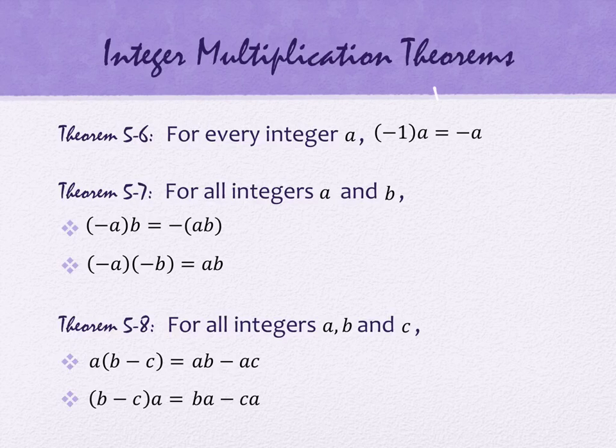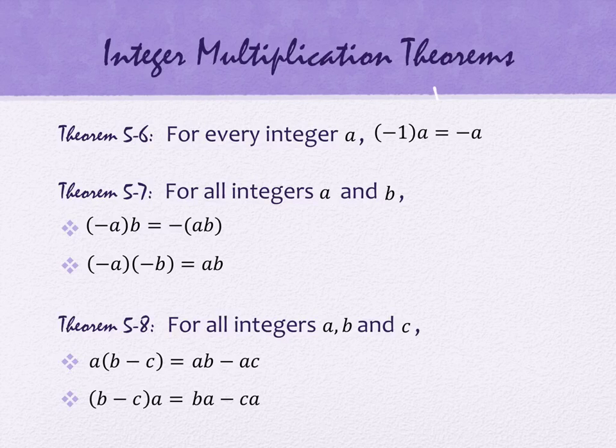And then the last one is an example of the distributive property. So a times (b minus c) is ab minus ac, and (b minus c) times a is ba minus ca. So these are all things that you know work this way, and now we have the theorems to support that, if you will.